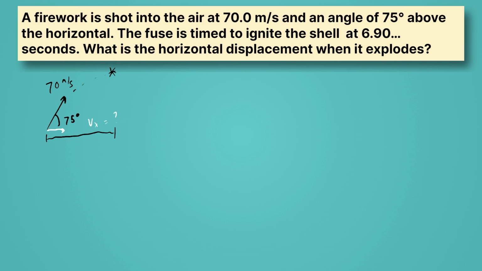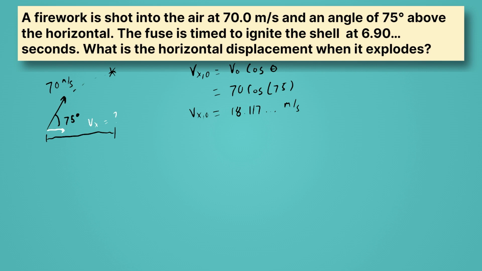So we've drawn a picture and we've realized that we need to solve for that horizontal direction. And so we're going to split our velocity up. Remember that our velocity x initial is equal to our velocity initial times cosine of our angle. So what do we get there? Well, we're going to plug in 70 times cosine of 75. And what we'll get for our velocity in the x direction initially is 18.117... So again, just holding on to all those digits in our calculator before we round.